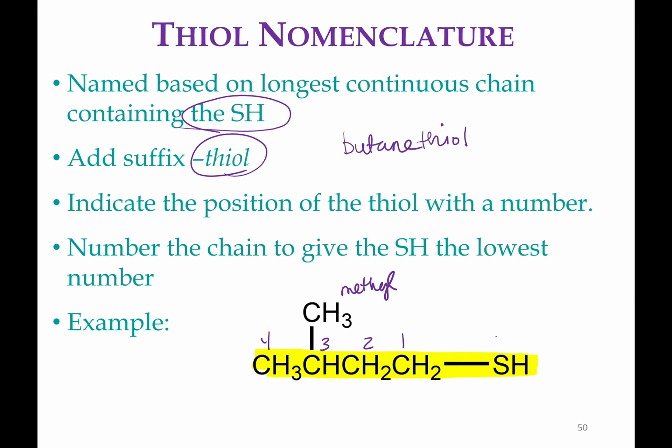So what is this? It's going to be 3-methyl 1. We do need to number the thiol because it doesn't have to be terminal. So 3-methyl 1-butane thiol. Oops, I'll go back for a second there. All right, pretty simple. So we just add the ending thiol.